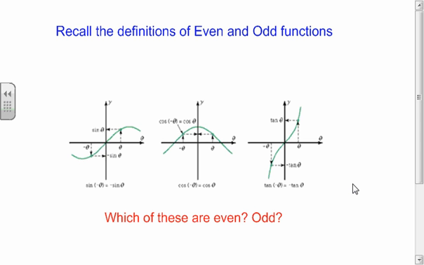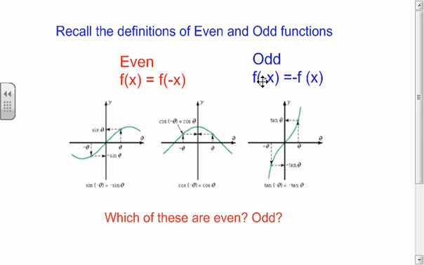So recall the definitions of even and odd functions in general. And which of these are even and or odd? Can you tell by just looking at the graph? So we have a sine graph, we have a cosine graph, we have a tangent graph. Which ones are even, which ones are odd? Well, hopefully you recalled this about even and odd. Even means that f of x is equal to f of negative x, and odd means that f of negative x is equal to negative f of x.